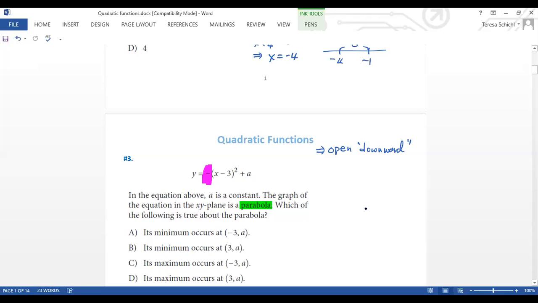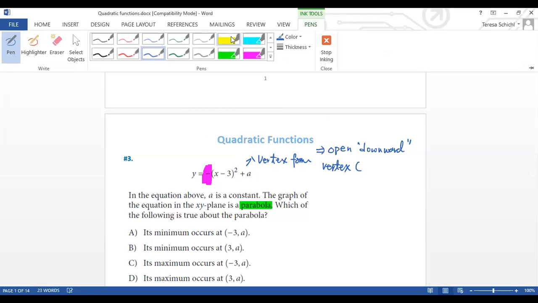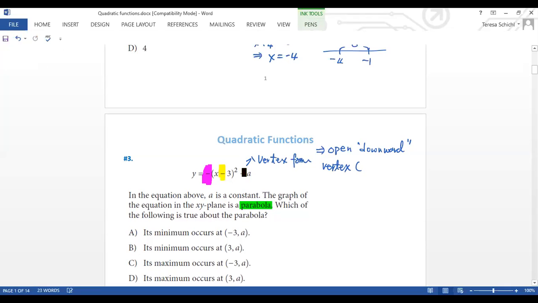All right, so it's open downward. And then because this is the vertex form, so what is the vertex here? Because here is a minus, I would say it's important, here it has to be plus. So what is the vertex here? It will be 3 and the 8.